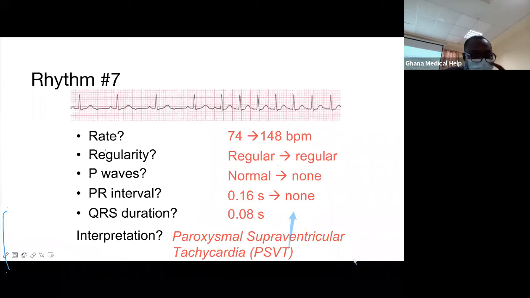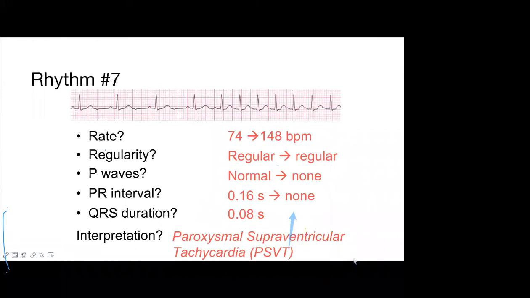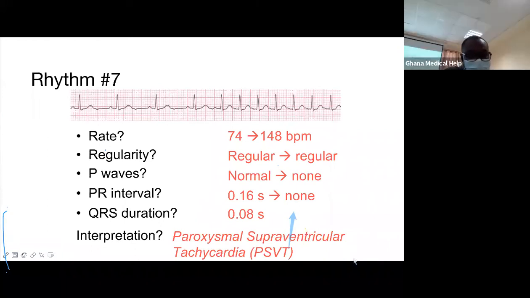So I was saying that you move from a rate of 74 to about 148 beats per minute. The initial part, the rate was regular, and then the other one, the rate is still regular. Then, like you notice, from here you did have P waves. This is a P wave. This is a P wave. This is a P wave. This is a P wave. But after here, this is a T wave.